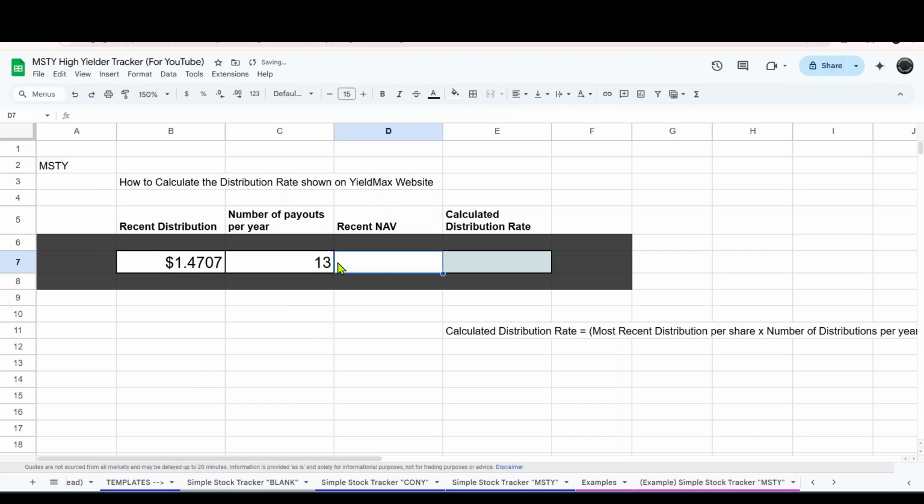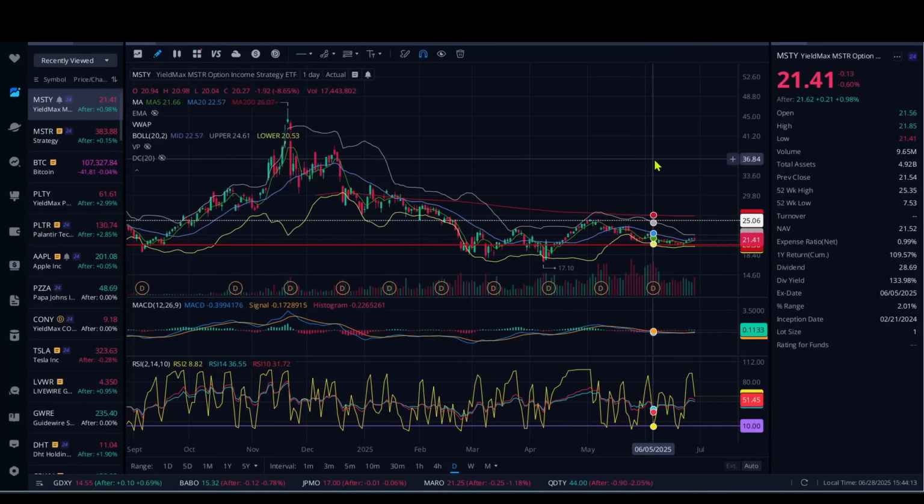Now, what's the recent NAV? To find that out, we can look on our Webull chart and it will tell us what that most recent NAV is. Here we are on the Webull chart, and as you can see, we are looking at MSTY here, and I can look at the NAV right here, and it says 21.52. So $21.52 is the NAV, and that's the most recent NAV.